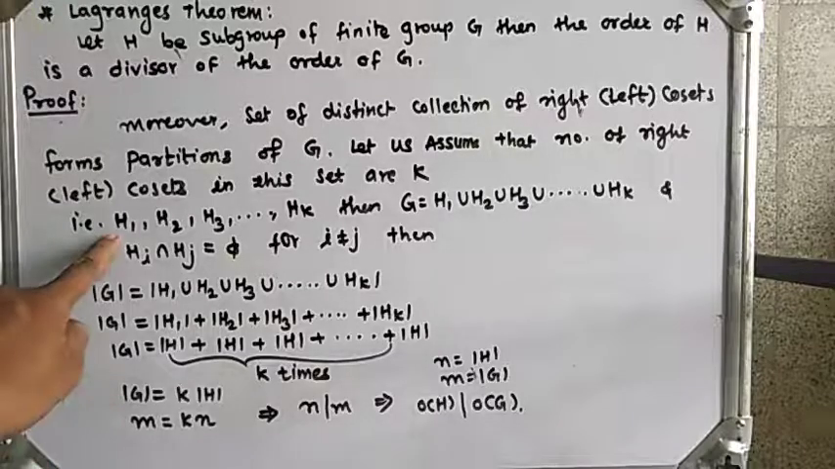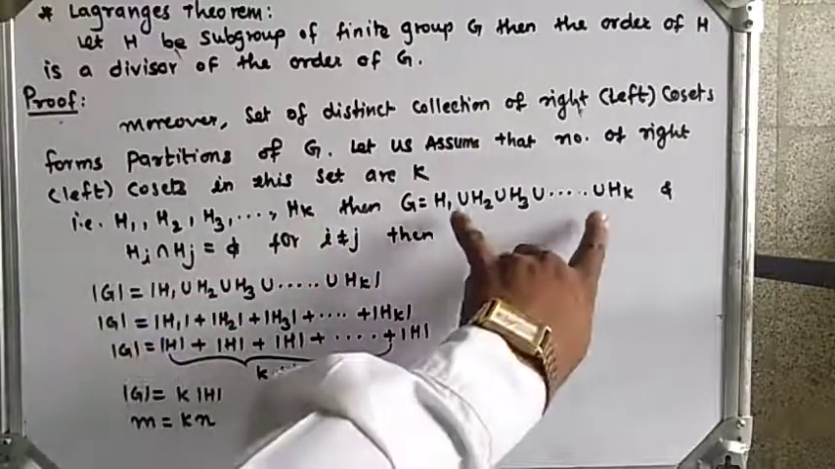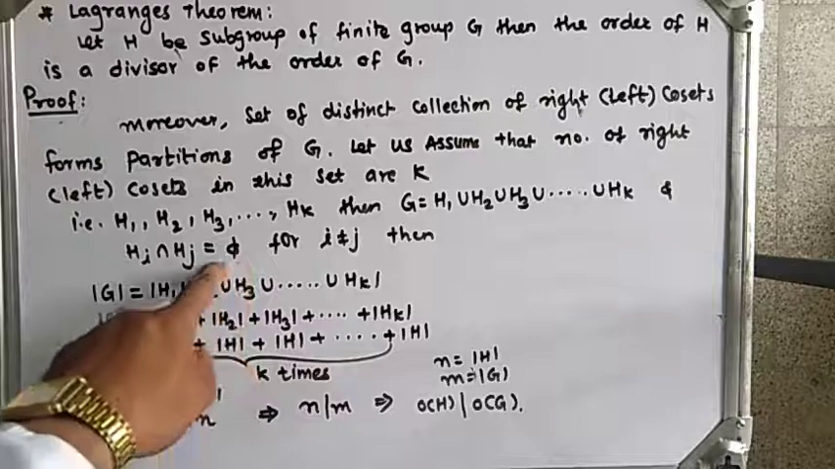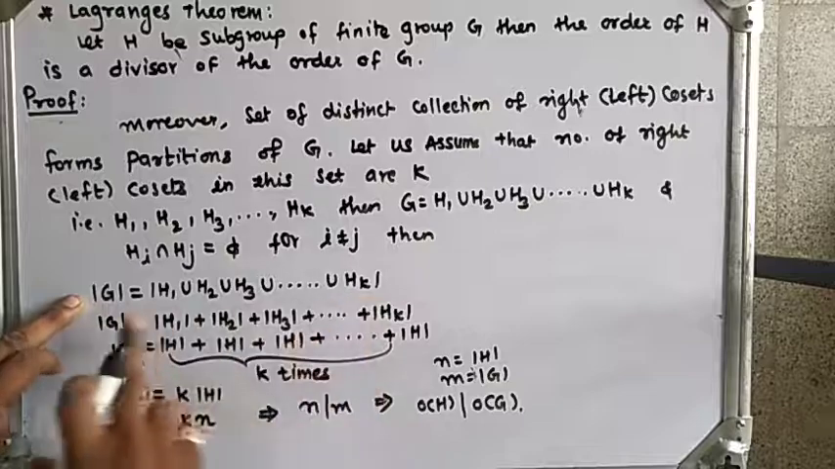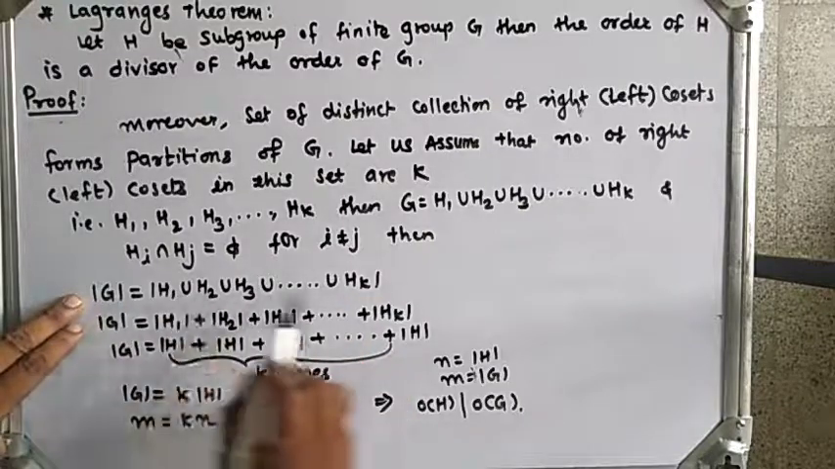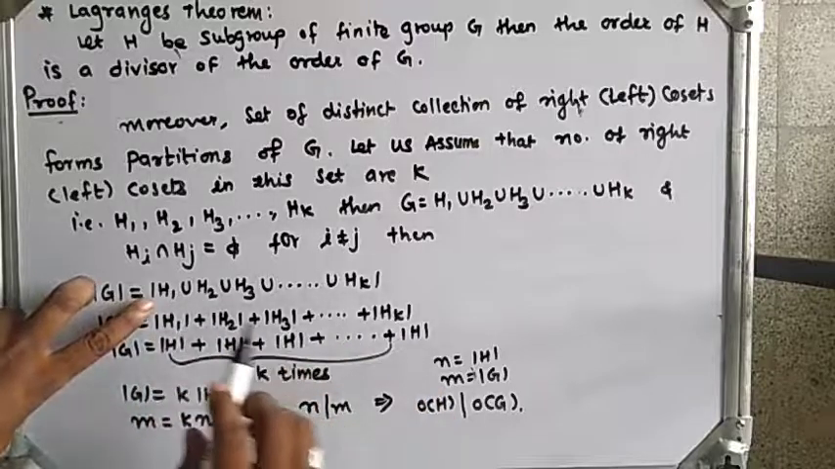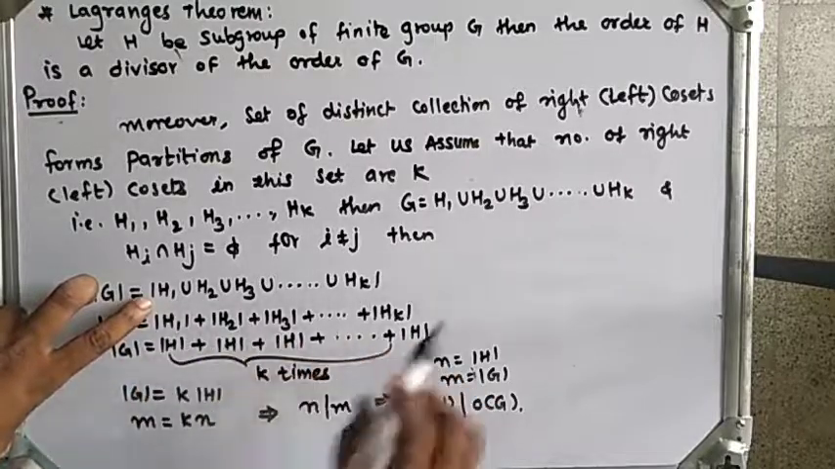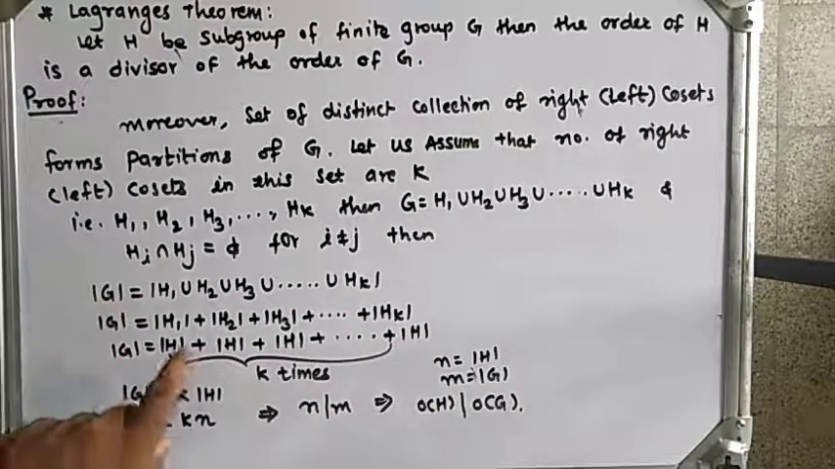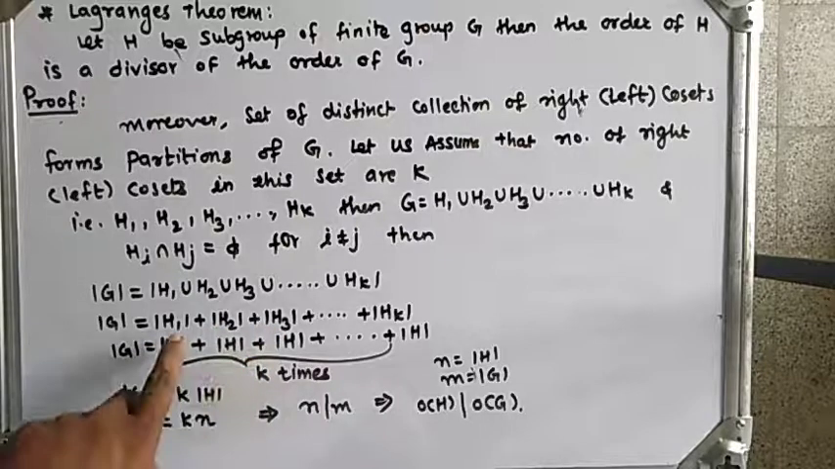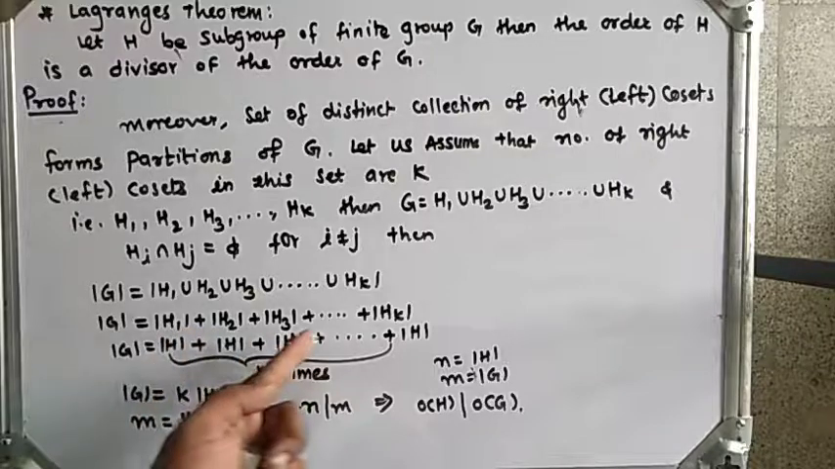Here H1, H2 up to Hk are some right cosets which form a partition, means what? Their union will be G and their intersection with each other is phi. So here I will apply mod, which is cardinality. Now here is the union, and here I have applied mod. So this is the cardinality, means the number of elements. So H1, H2 up to Hk are all different, means there is no common element between any two right cosets. Then I will separate, so we will get addition, because H1, H2, H3 up to Hk are all different. Then the cardinality must be addition.